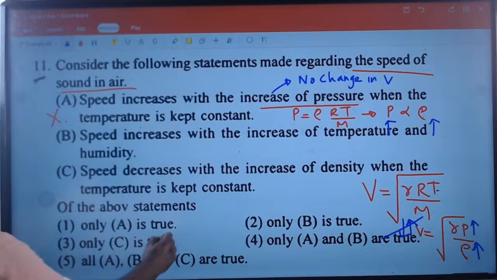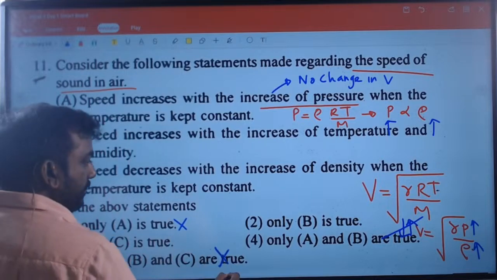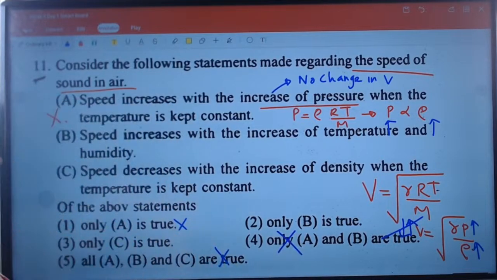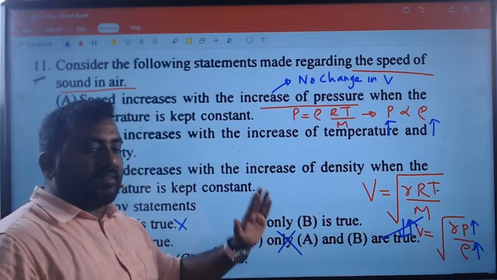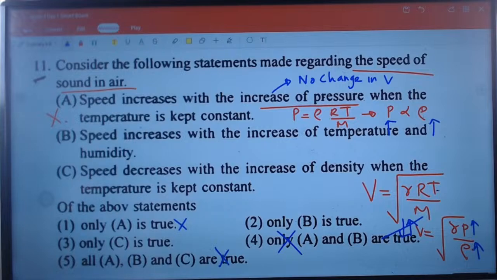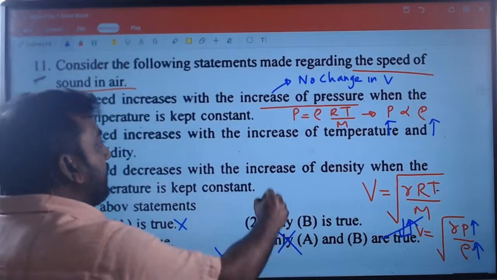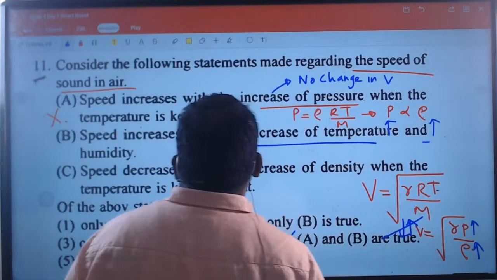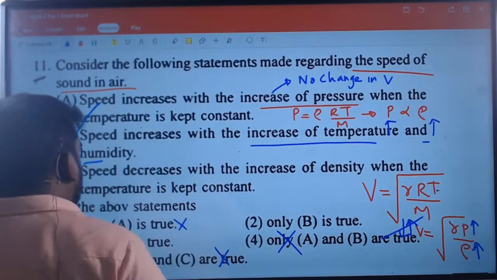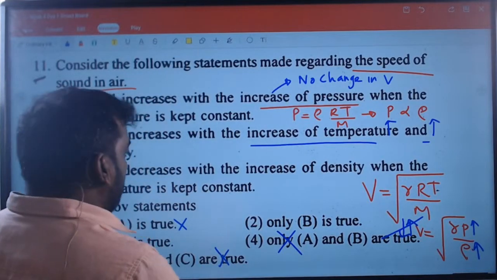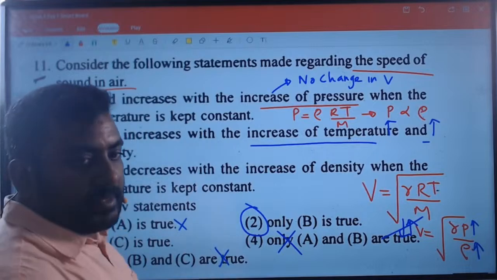Statement A is wrong, so whatever option has A is also wrong. Method of elimination. Next: speed increases with increase of temperature and humidity. Correct. So the only correct answer is answer 2.